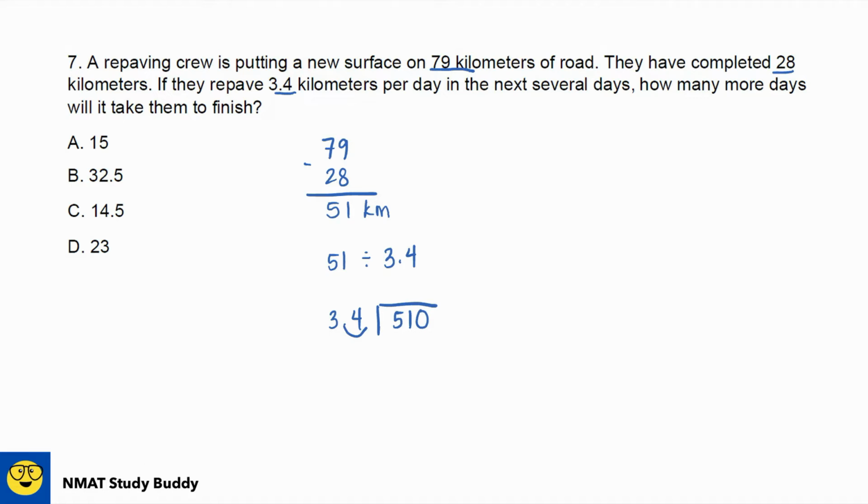Kung ilang beses mo minove yung decimal point to the right, ganun din yung number of zeros na kailangan mong idagdag to the dividend. And then, you can divide na. 51 divided by 34 is 1. 1 times 34 is 34. And then, subtract mo, 51 minus 34 is, yan. So, this will become 4 and this will become 11. So, 11 minus 4 is 7. 4 minus 3 is 1.